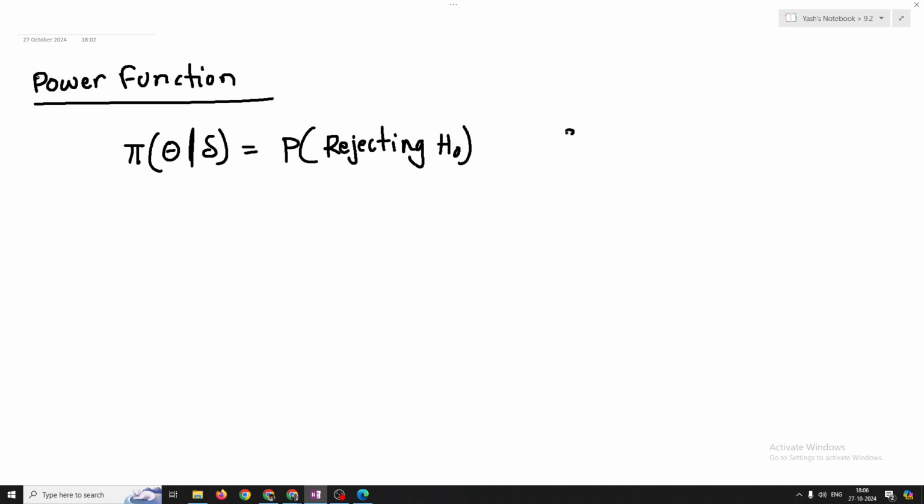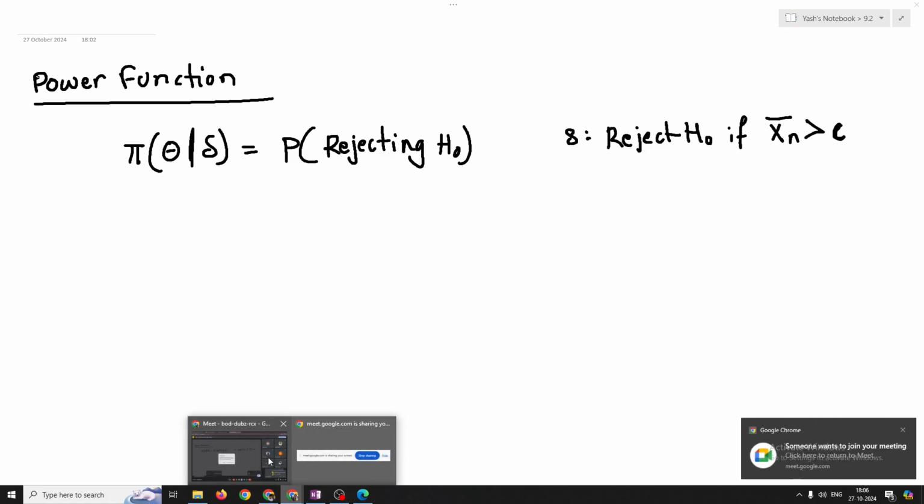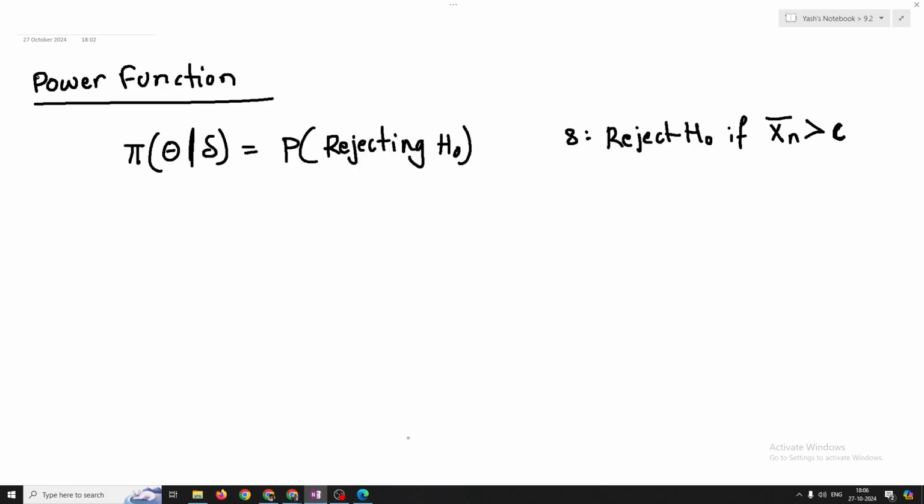And what is delta? Delta is just some rule that, let's say, rejects h naught if the observed sample mean is greater than some c, right? That is what delta is. It's just a rule that says if I go out there, collect a sample, and calculate the sample mean, and if that sample mean is greater than some value, that value is often decided by us only, then I'll reject my h naught. That is what delta is. There is really nothing else.